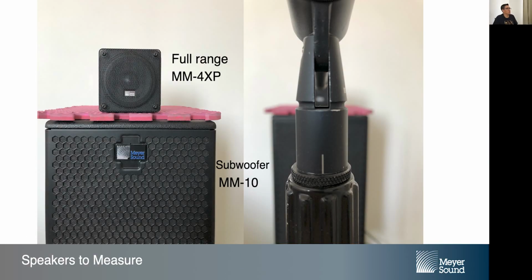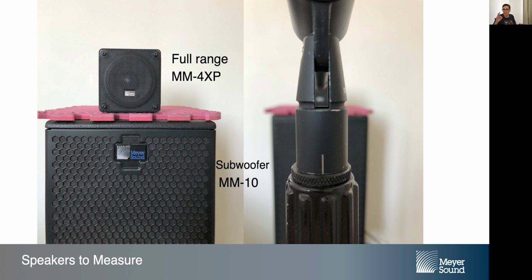We have two speakers, a very small speaker that is the MM4, and a small subwoofer that is the MM10. You can see the microphone over this area, set up to measure these two speakers like this. As you can see, the two speakers are grill aligned. The grill is aligned vertically in this image. So that is what we are going to measure.